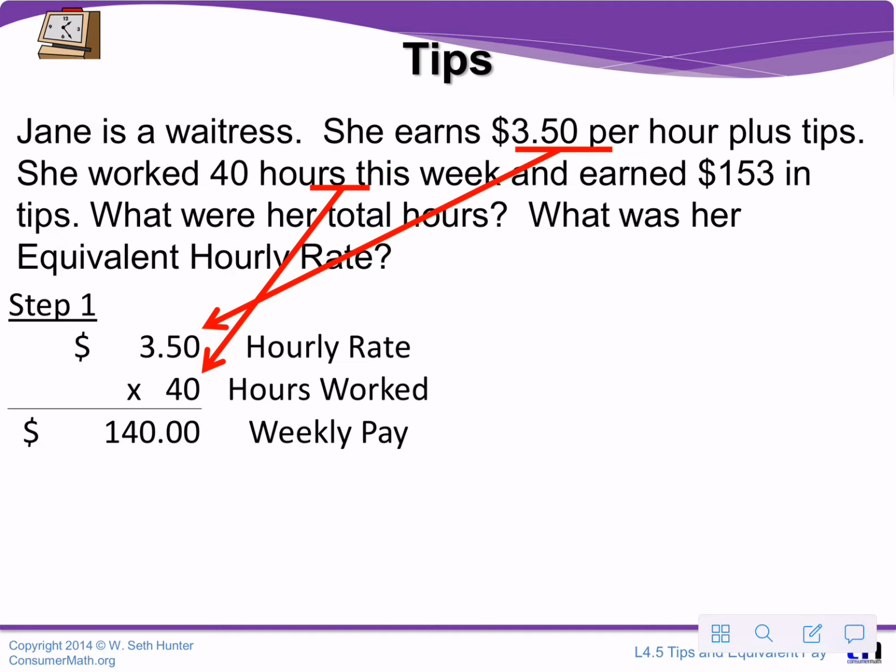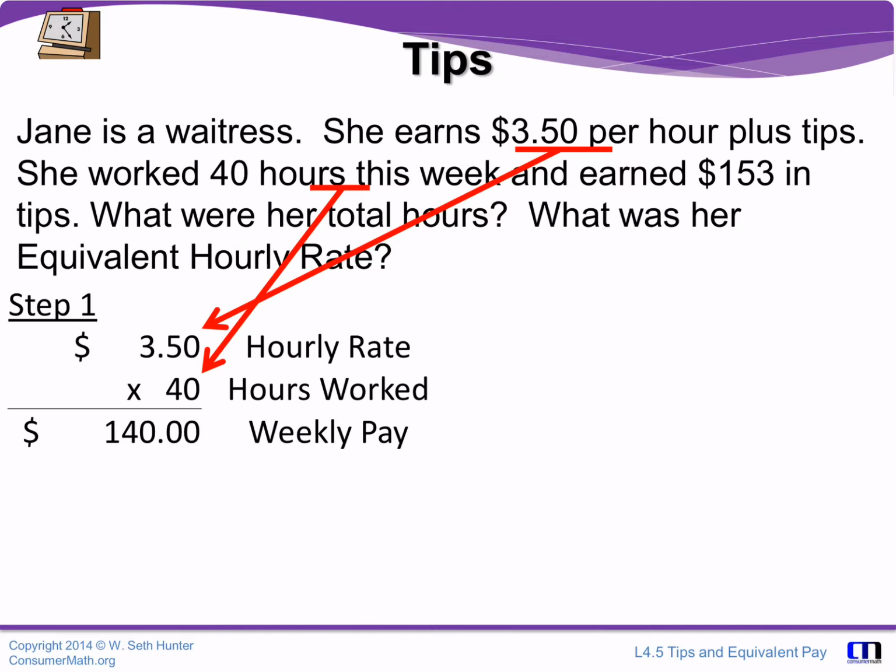Jane is a waitress. She earns $3.50 per hour plus tips. She works 40 hours this week and earned $153 in tips. What were her total earnings? What is her equivalent hourly rate?